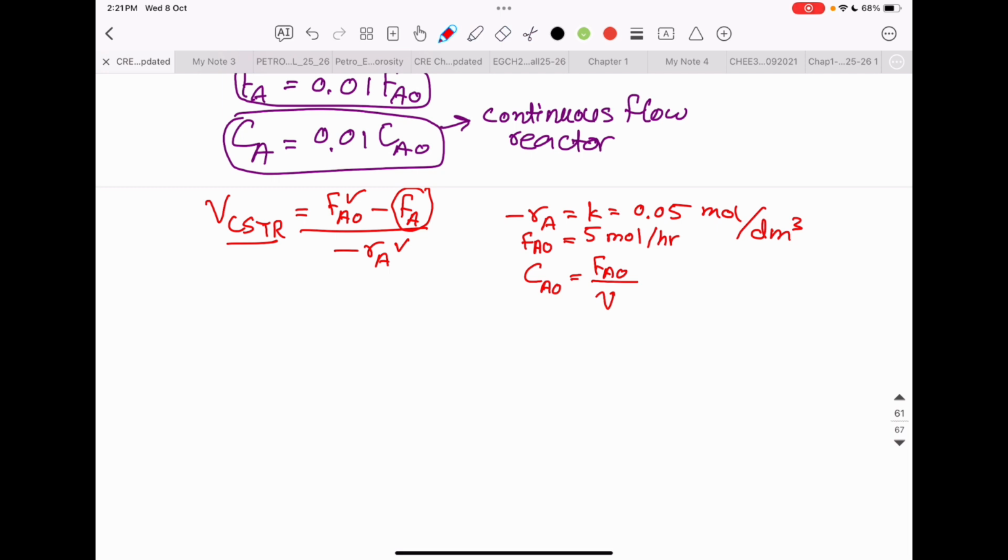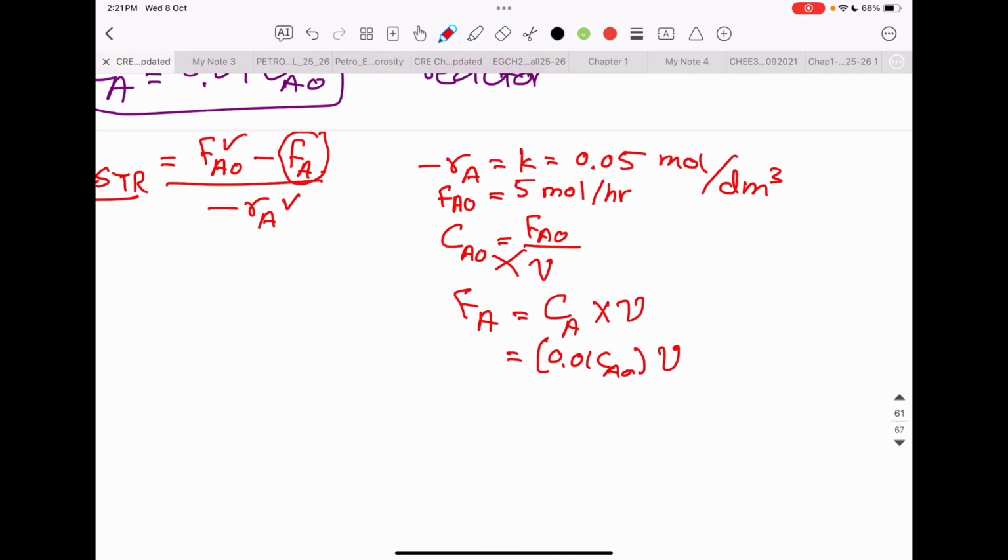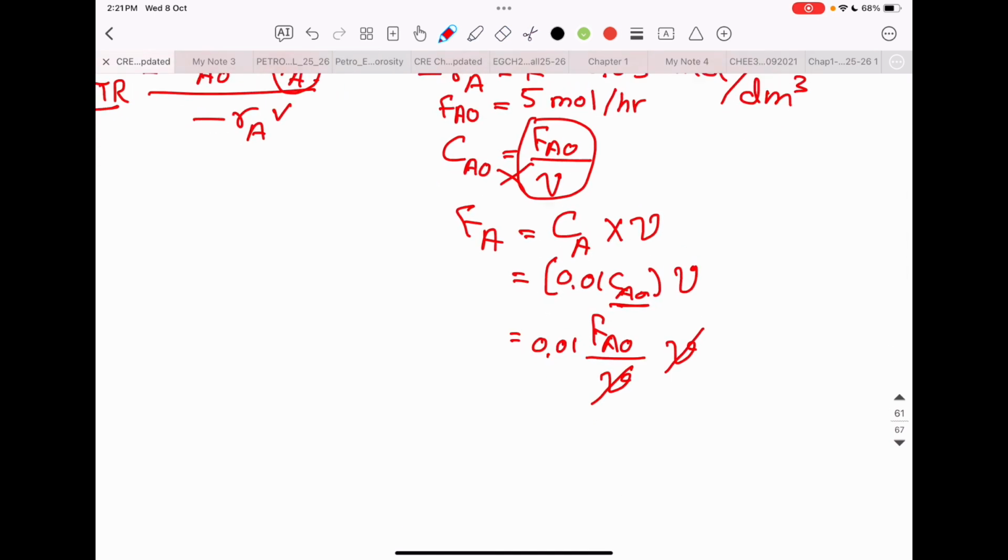So we want FA. FA is equal to CA multiplied with the volumetric flow rate, where CA is equal to 0.01 CA naught, with the volumetric flow rate. And we know that CA naught is equal to FA naught divided by the volumetric flow rate. So they will cancel each other.